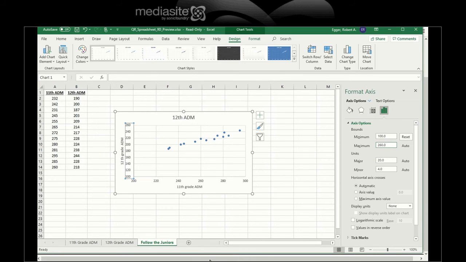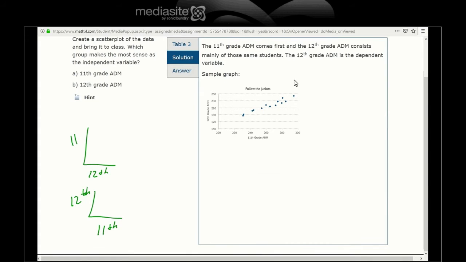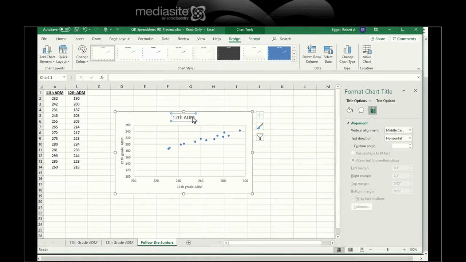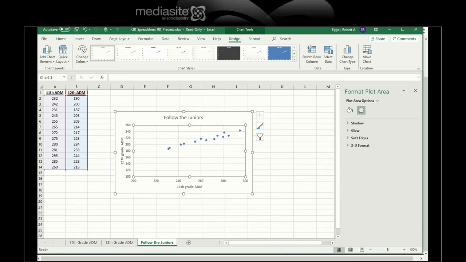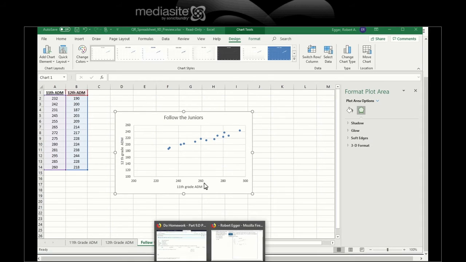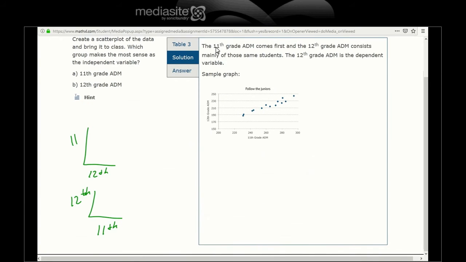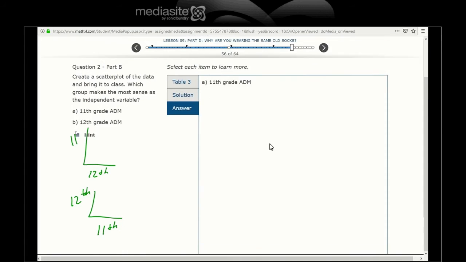Okay. How does this compare to the graph here? Pretty good. Pretty good. Now it's the same. Okay. Again, look at the data. Let's answer questions. All right. 11th grade comes first, and the 12th grades follow. The 12th grade ADM is dependent. Okay, cool.